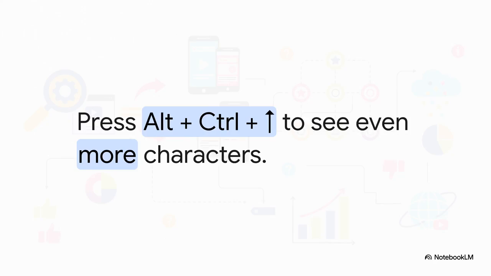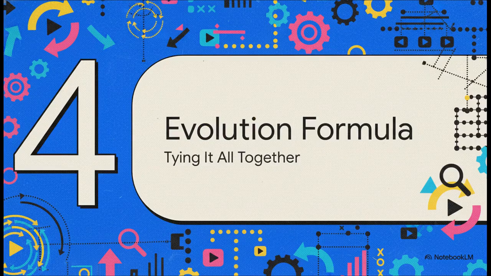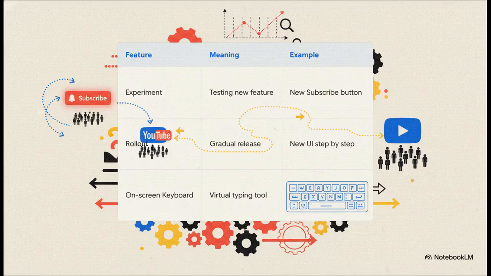Super useful. So, as you can see, the changes you notice on YouTube are not random at all. It's all part of this very structured, very deliberate formula for how the platform evolves. Let's just do a quick recap of everything. So, to sum it all up, an experiment is when YouTube is just testing a new idea on a small group, like that subscribe button. A rollout is when an approved feature is gradually released to everyone, step by step. These two things are the core of how YouTube changes. And we also learned about the super handy on-screen keyboard, which is a great tool for searching in other languages.